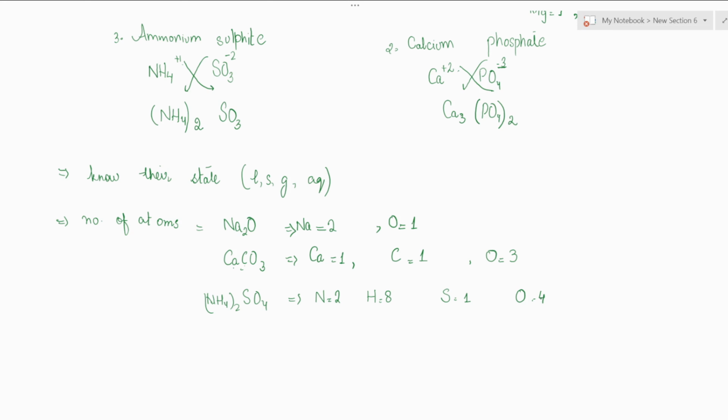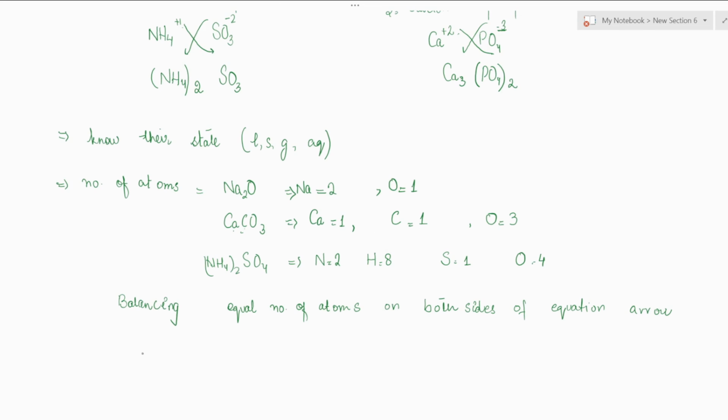Okay, why do we need it? Because we have to balance the equation. Now what is meant by balancing? Balancing means there should be an equal number of atoms on both sides of the arrow, or on both sides of the equation. For example, I'm writing a very simple equation. Let's write carbon plus oxygen, arrow, sorry, CO2.